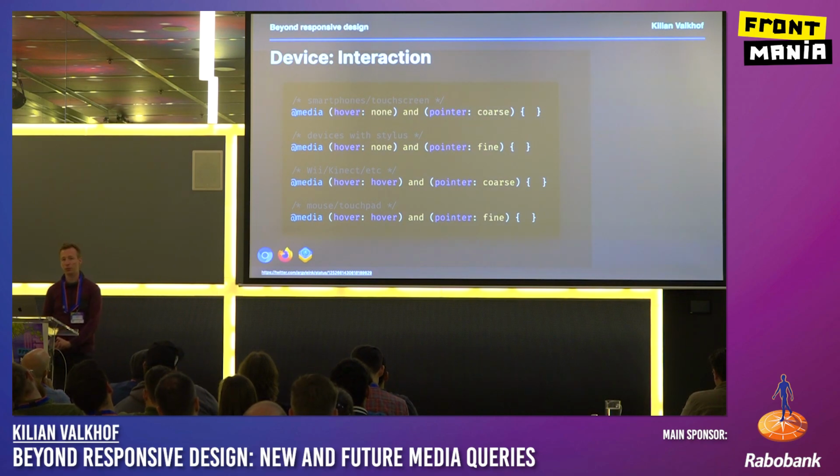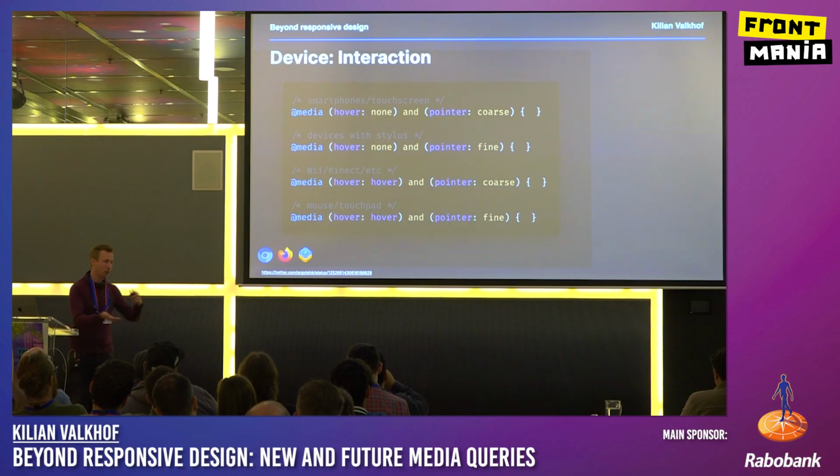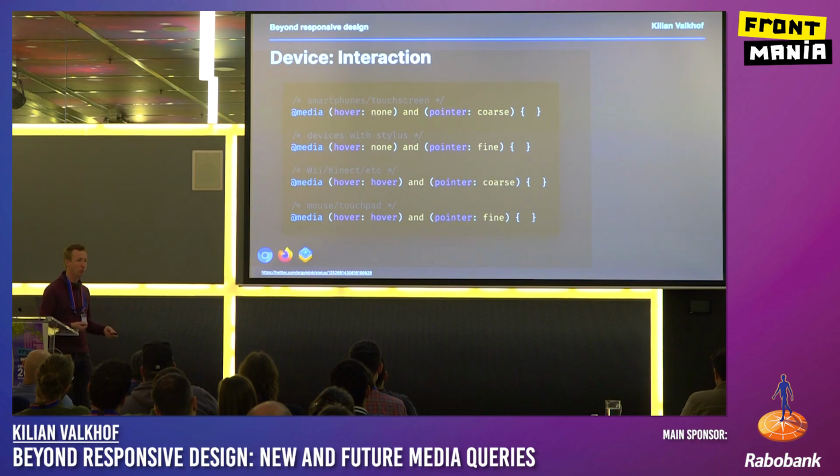So things that are easy to do with a mouse can be much harder on other devices. Hovering might not be available. I can hold my thumb over my screen, doesn't do anything. But precisely clicking might also be very hard. If I have a Wii remote and I need to point to the television, it's much harder to click on a small target. So these media queries will let you adapt to all of these situations.